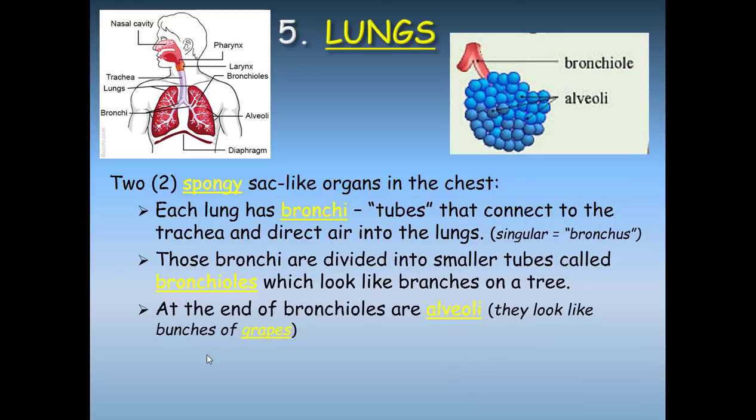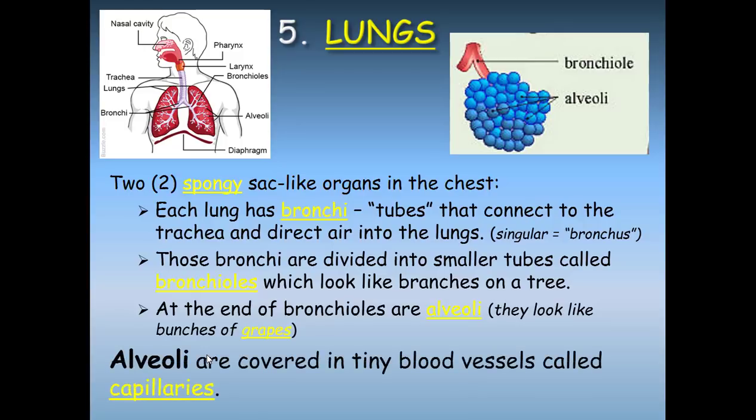At the end of the bronchioles are alveoli. They look like a bunch of grapes. There's a picture up there in the top right. You can see it. They're bunched together. Now, alveoli are covered in tiny blood vessels called capillaries. If you'll recall from the circulatory system notes, capillaries are exceedingly small blood vessels where the walls are a cell thick. In the next slide, we're going to look at how the alveoli work, because the alveoli is where we actually see oxygen going from the air that we breathe in into the bloodstream.